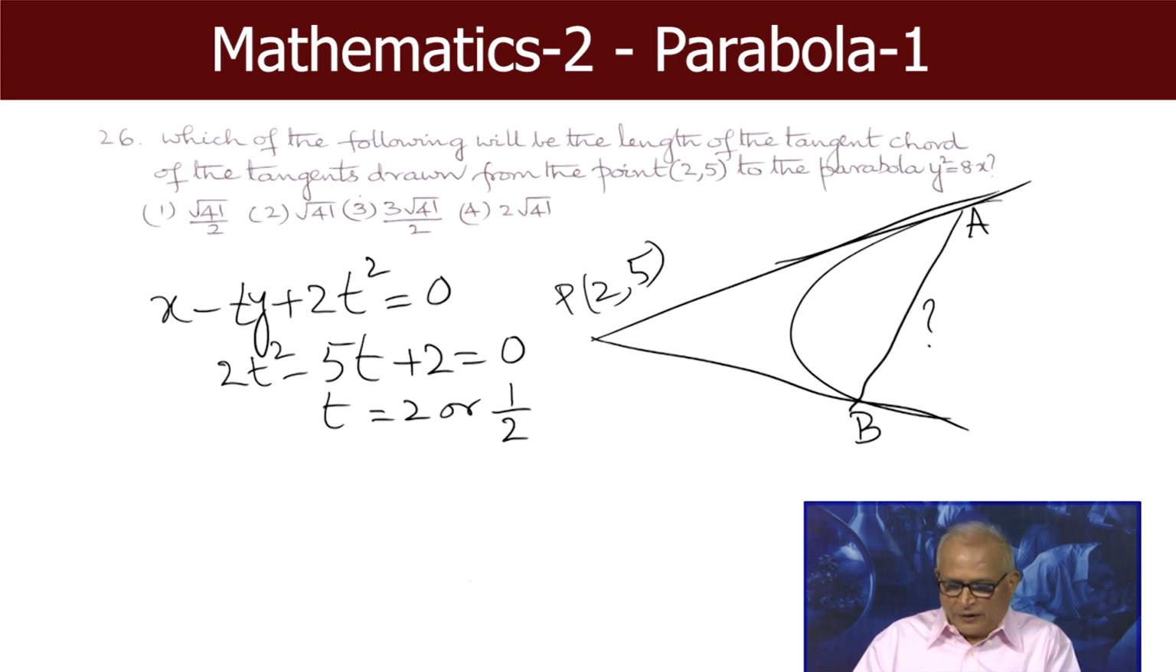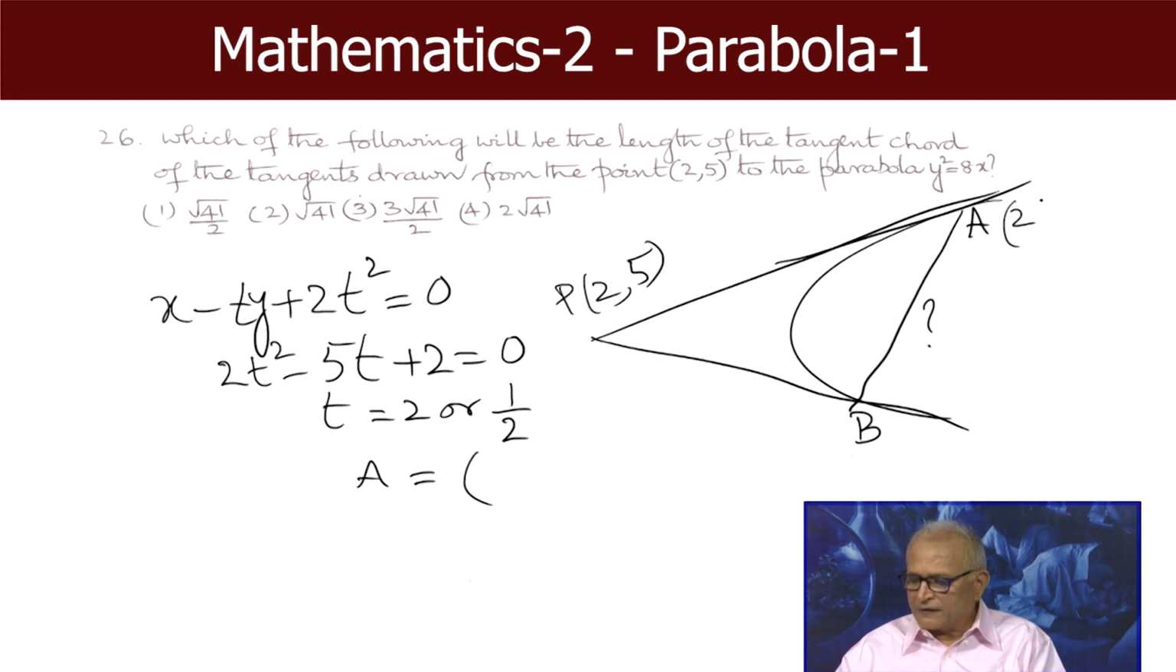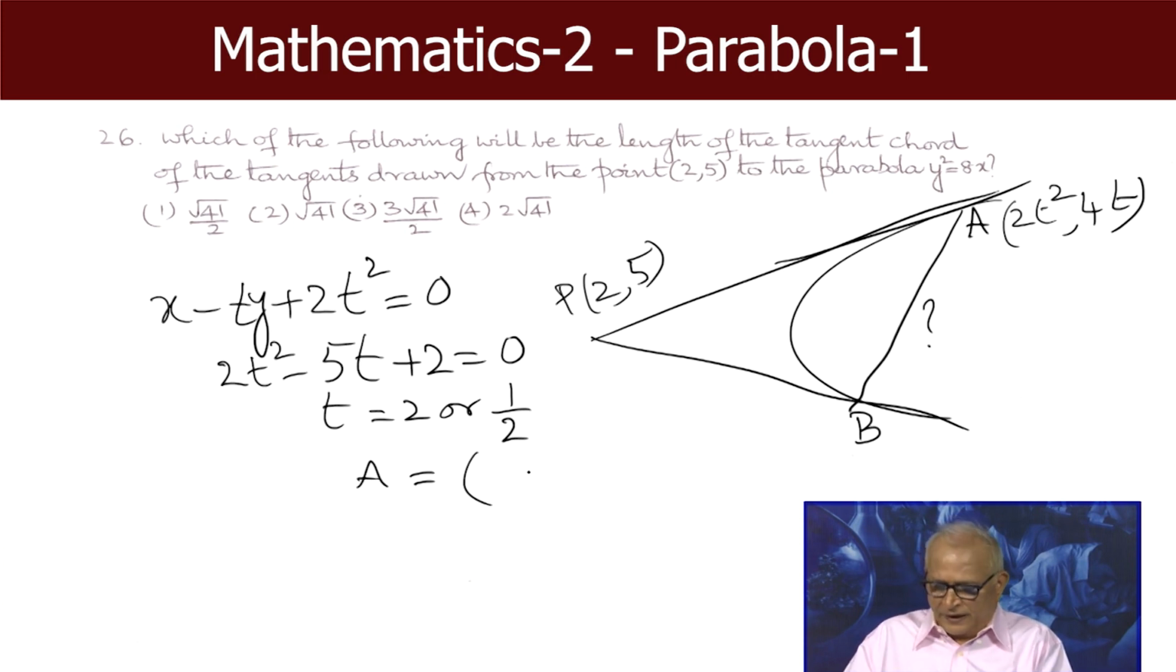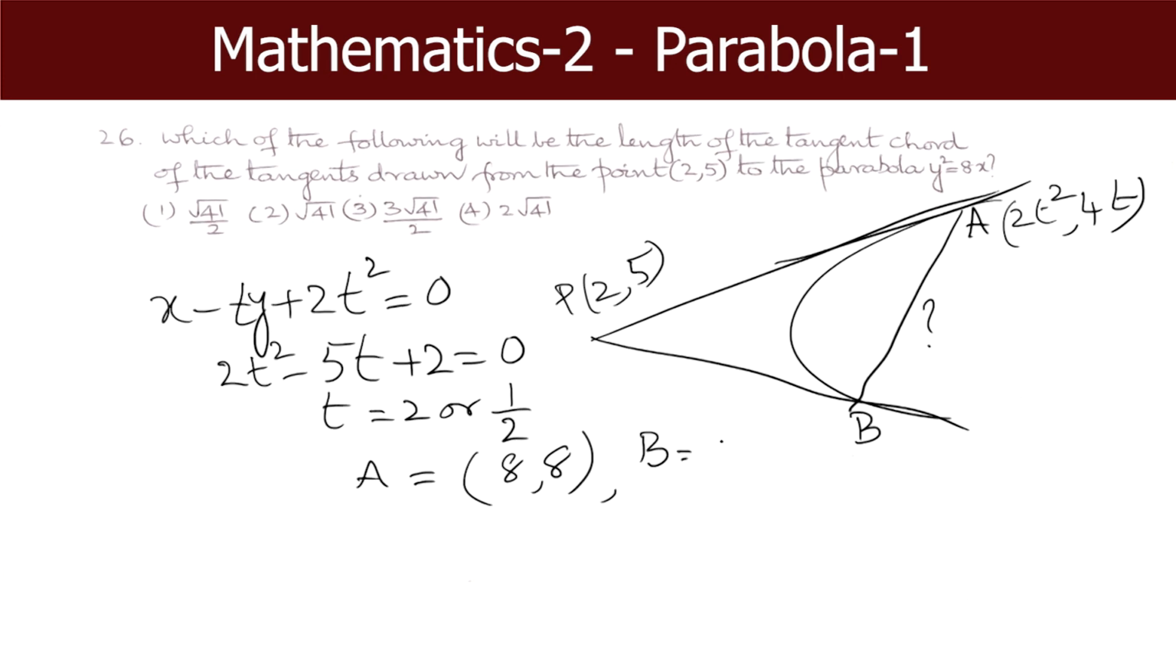Okay. So, a is 2. What is 2? A is 2. 2t square, 4t. That is of course the general point. So, when t equal to 2, that is 8 comma 8, and when t equal to half, that is 1 by 2 comma 2. Okay. So, what is AB?